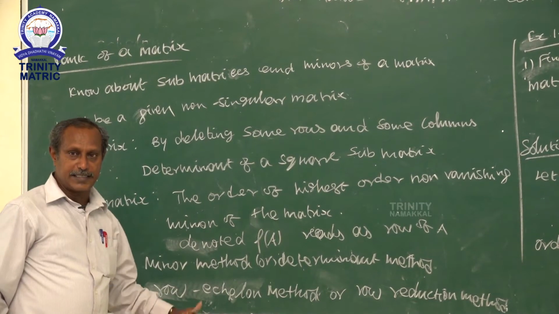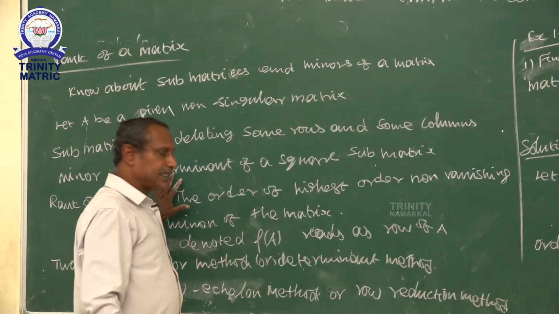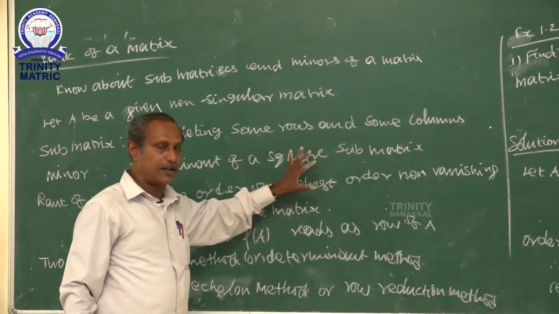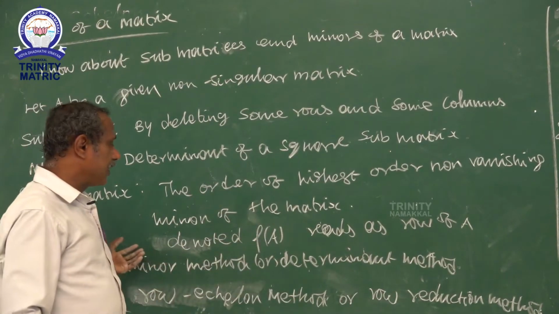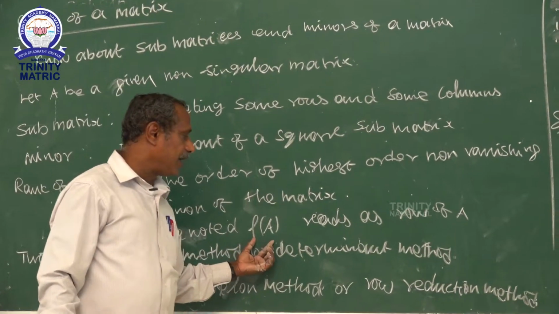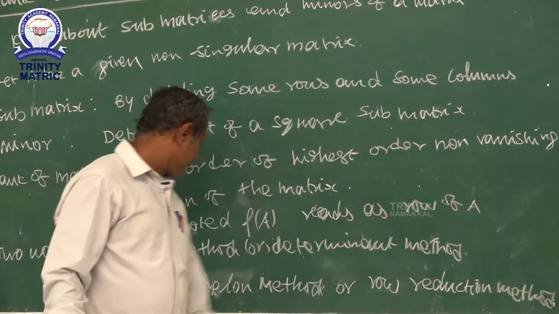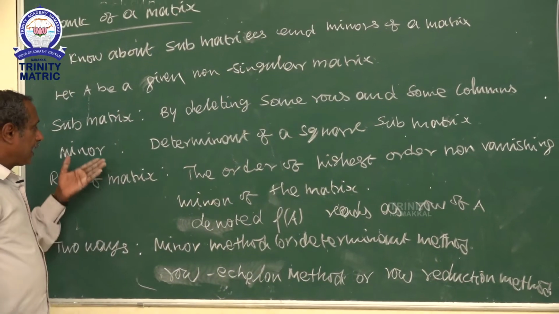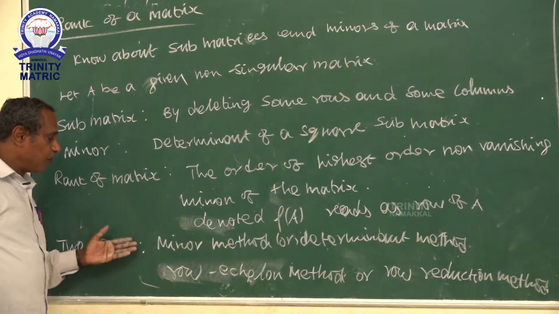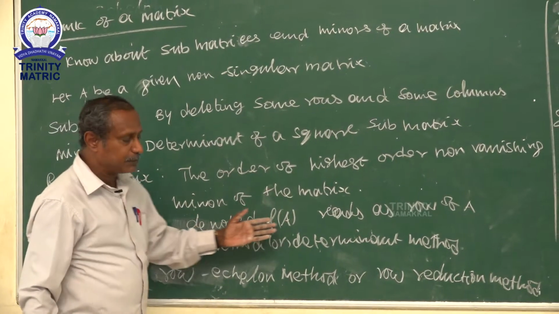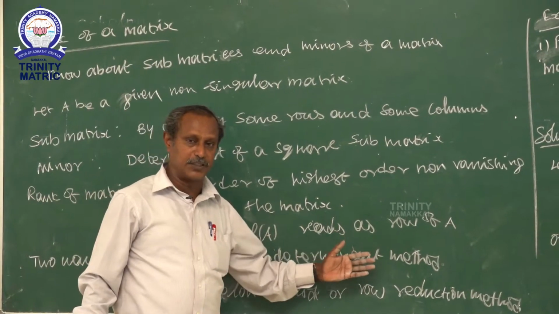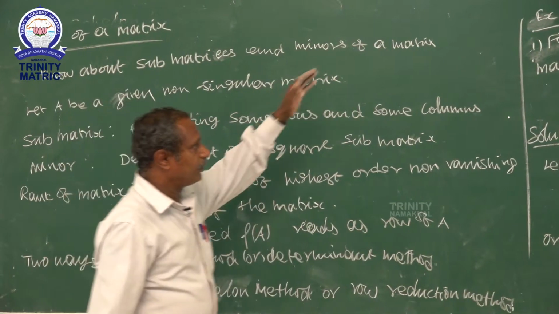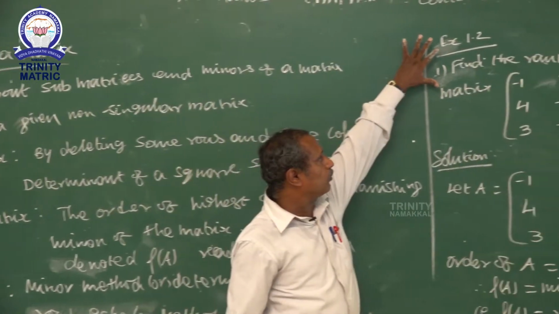The rank of a matrix is the order of the highest order non-vanishing minor of the matrix. It is denoted by rho of A, read as rho of A. The rank of a matrix can be found in two ways: one is the minor method or determinant method, and the other is the row echelon method or row reduction method. For that, we move on to exercise 1.2.